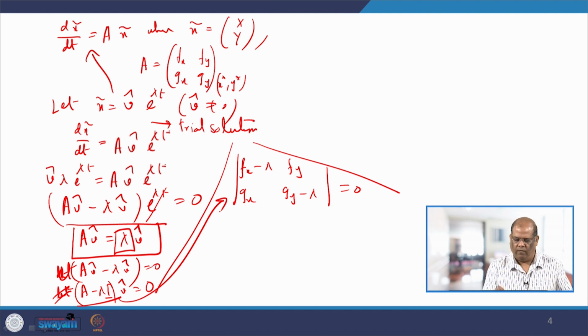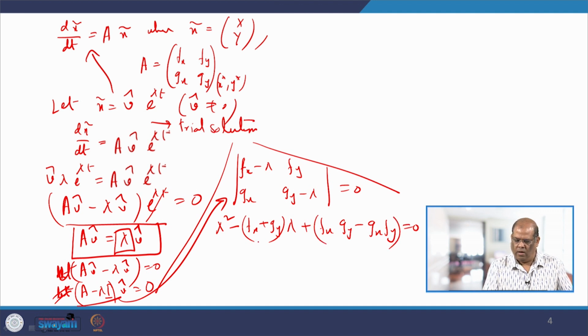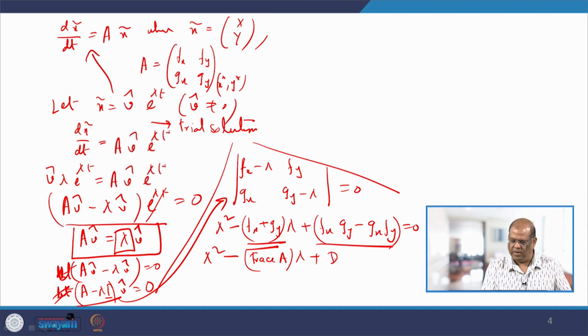If you simplify this, then you get lambda square minus f x plus g y into lambda plus f x g y minus g x f y equal to 0. Now, if you see this one, it is just the addition of the diagonal elements, which is known as the trace of the matrix A, and this is just the product, which is the determinant of A. So, this is basically determinant A.